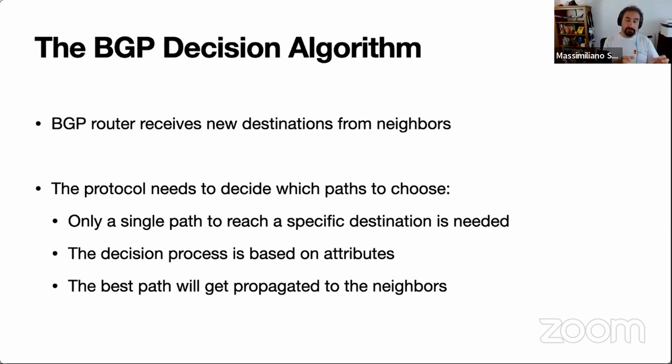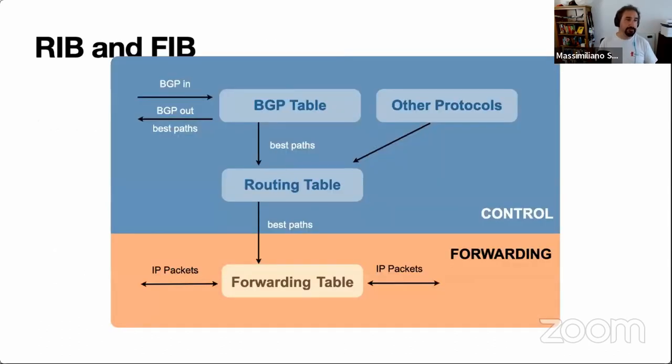So we need to figure out which one is the best path to reach a certain destination. And we base everything on attributes. So we have these attributes. We have the AS path, we have the MED, we have the local preference, we have the weight, communities. Based on this subset of information, we need to figure out which one is the best. And then once we have the best, we propagate this to neighbors. Nice.